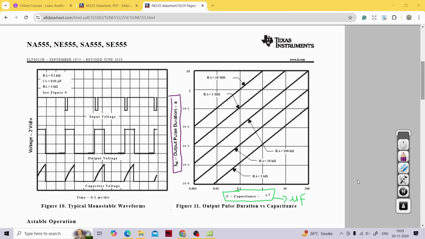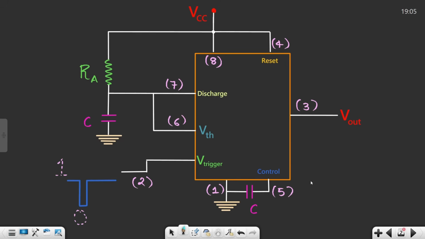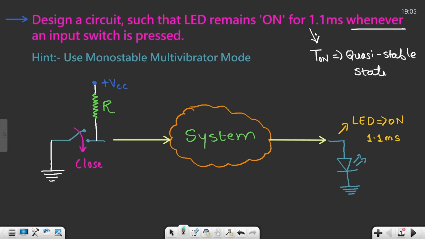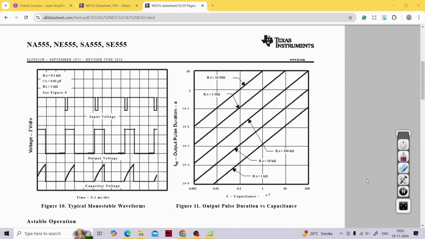Now let's focus on our question. We want T on for around 1.1 millisecond, so I'll roughly take it as 1 millisecond. Let's assume that our T on is 1 millisecond. So in this graph we have to find 1 millisecond on the y-axis, because that is the output pulse duration. 1 millisecond can also be written as 10 raised to minus 3 seconds. So where can we see this value, 10 raised to minus 3 second?